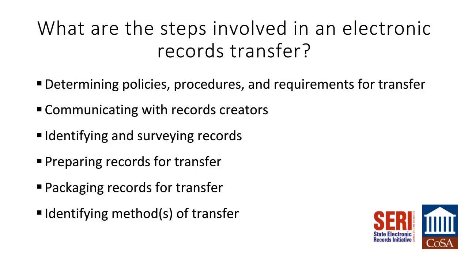What are the steps involved in an electronic records transfer? Before any transfers, the involved organizations should begin by collaboratively determining policies, procedures, recommendations, and requirements for transfer. A successful transfer will involve communicating with the agencies, offices, or donors that create and possess eligible records, identifying and surveying the records to be transferred, and preparing the records for transfer. Preparatory steps can include performing virus checks, calculating checksums to record fixity, and recording administrative metadata. Roles should be established as part of this process, which detail which party is responsible for performing each step. The records should be packaged for transfer, and preferred methods for transfer should be identified.